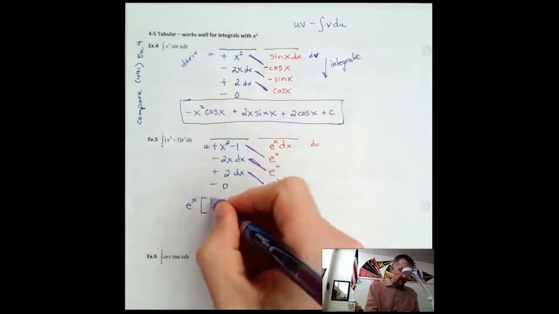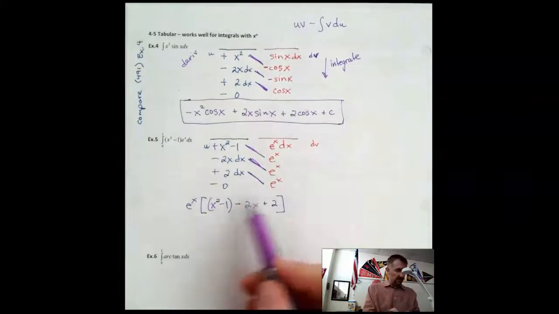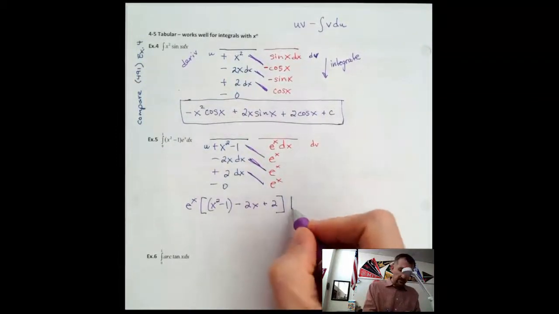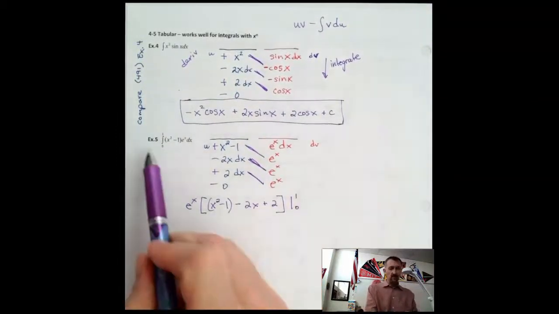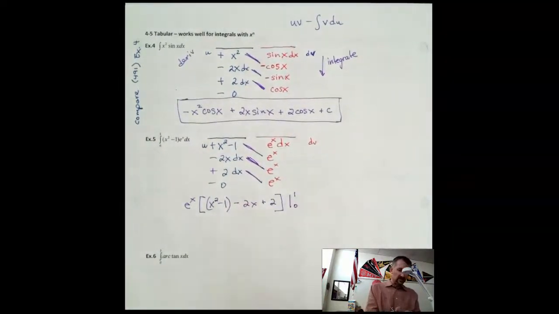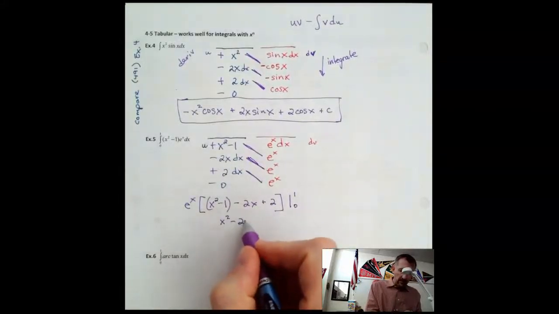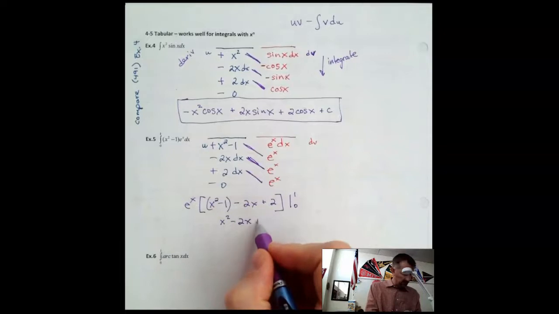So I guess if I want, I could put that there. Just because I had the brackets, I figured I might as well use the parentheses. And then that's going from 0 to 1. So we can simplify in here a little bit. X squared minus 2x plus 1.